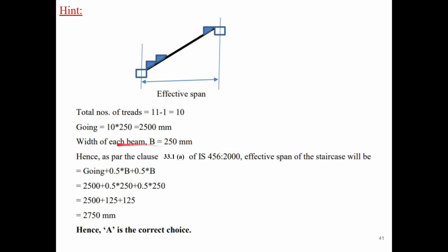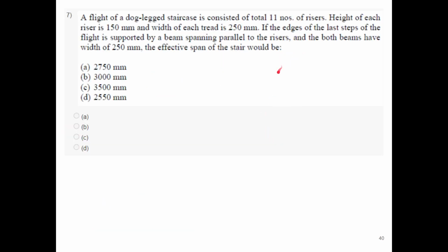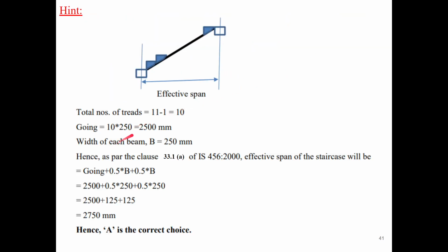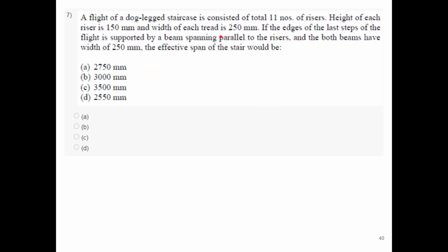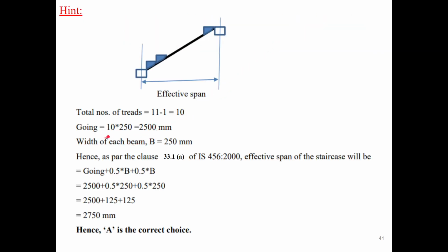And the going is how much? It is 250 mm each tread, so it will be 10 times 250. The width of the tread is 250 millimeter, and there are 10 treads. 10 times 250, so it will be 2500 millimeter. That is the going, from here to here. And the width of each beam, these are the beams basically, this and this, they are 250 millimeter.